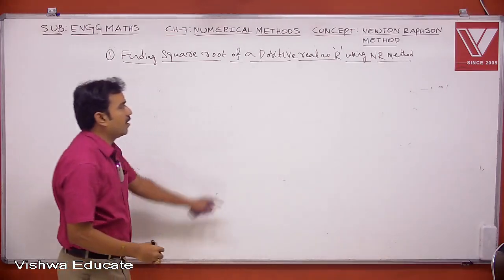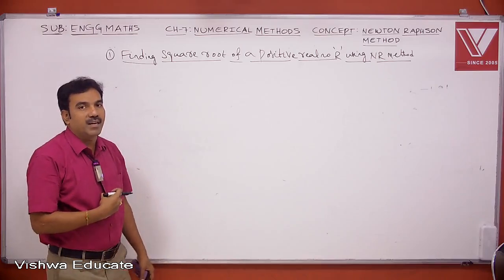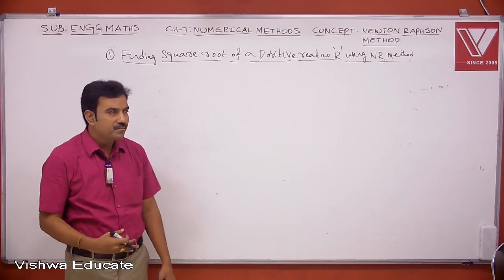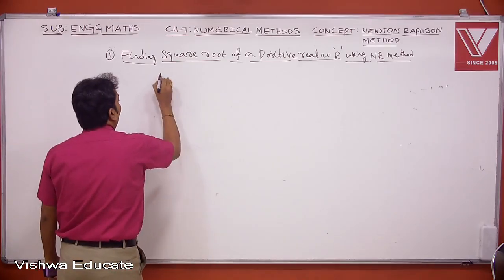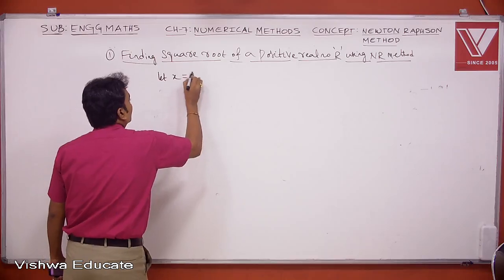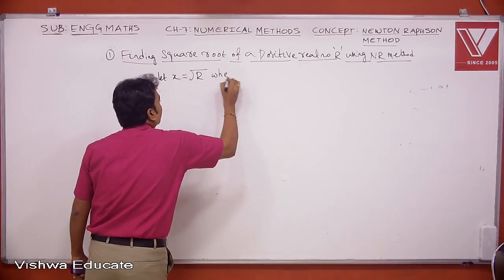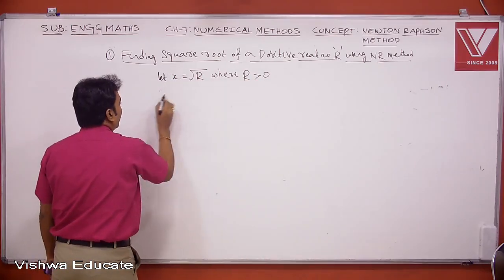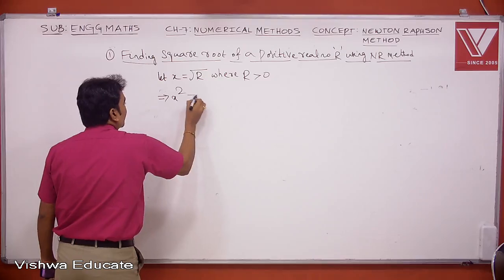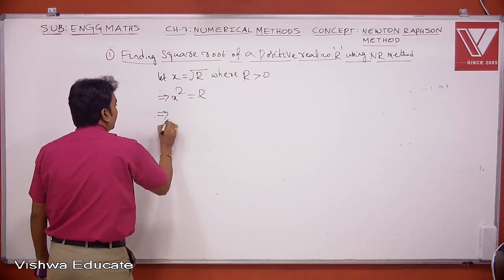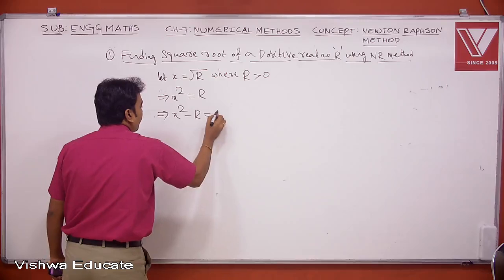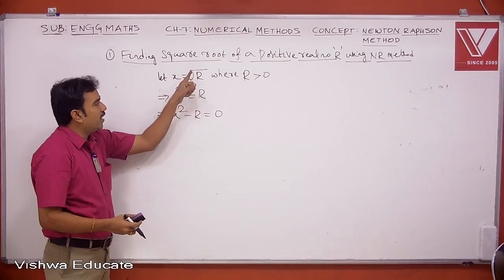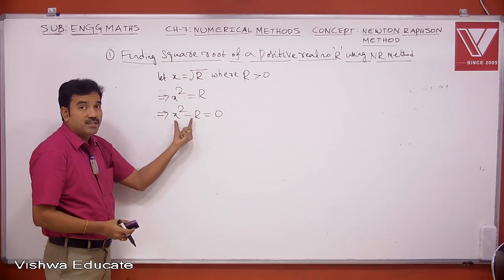So here my real number is R. That means I need to get the value of xk plus 1 in terms of xk. That is called a recurrence relation, one of the important models. So let x equal to square root of R, where R is a number greater than 0. Squaring on both sides, x square equals R, which implies x square minus R equals 0. So here square root of R is nothing but the x value. So finding the square root of R is nothing but solving this equation.